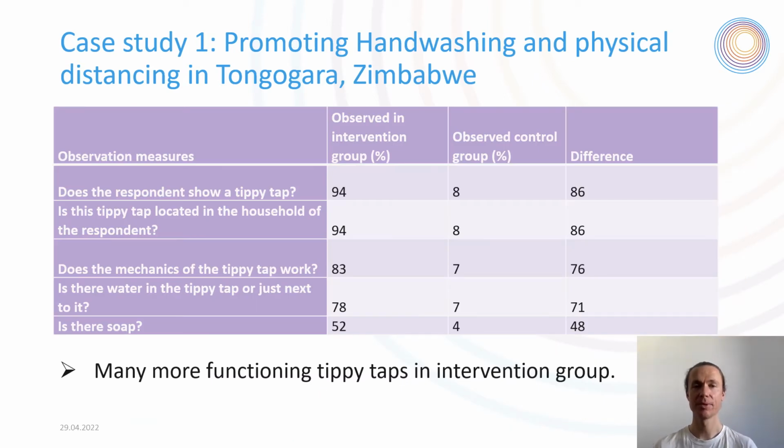And here you can see the results with regard to tippy-tap construction. We can see that in 94% of households in the Ranas group, we could observe self-constructed tippy-taps at our follow-up survey, compared to just 8% in the comparison group. And in 52%, that's the bottom line here, of the Ranas households, there was soap and water at the tippy-tap, as compared to 4%. So we see much more functioning tippy-taps in the Ranas groups.